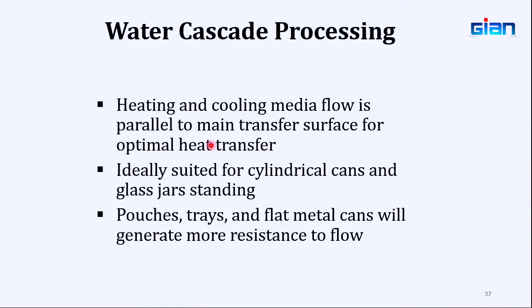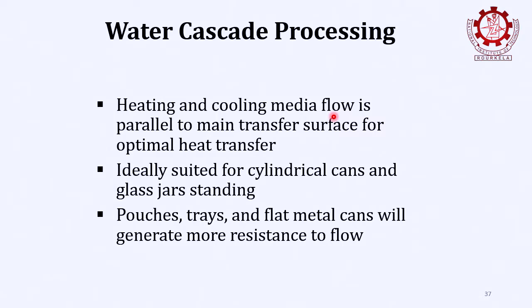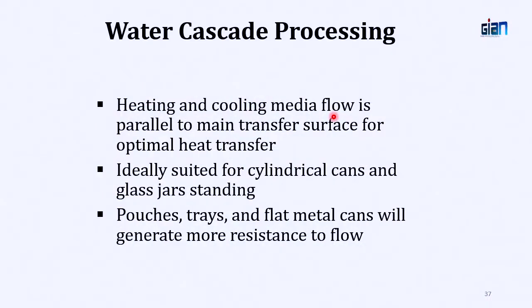And it says the cooling and heating media actually flows parallel to the main heat transfer surface. So in a can, the heat transfer surface is the vertical surface. Of course, there is some surface on the top and bottom, but most of the heat transfer is on the sides, right? So as your water is coming down, it is going parallel to the surface, which is very effective in terms of heat transfer. So this water cascade system is suited for cylindrical cans and glass jars which are standing vertically.